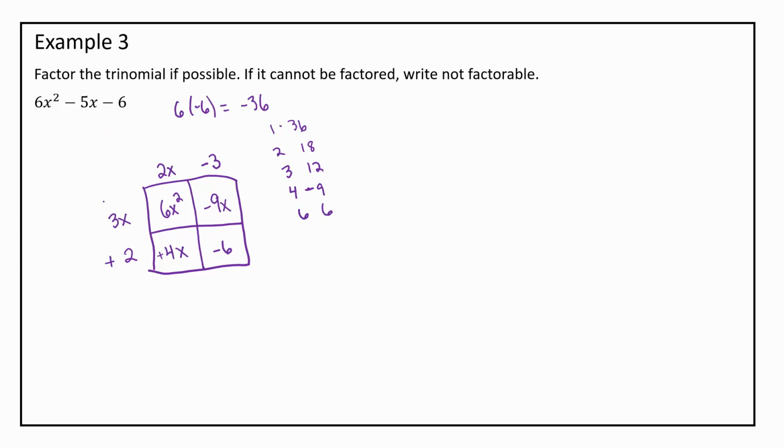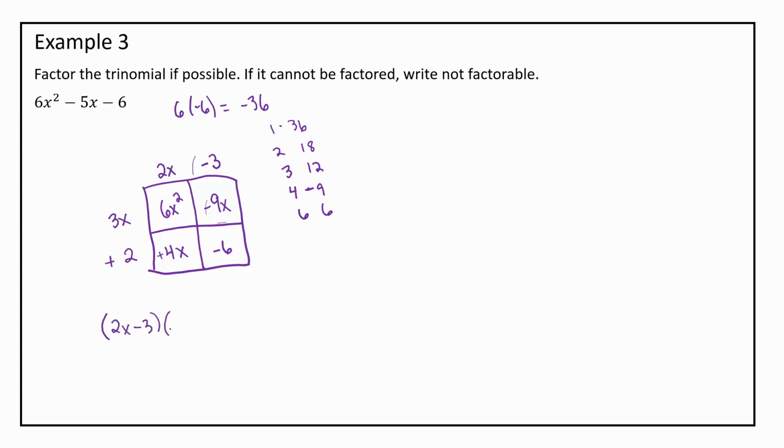Perhaps an even easier way to check here is 3x times 2x should give us 6x squared. 3x times -3 should give us -9x. 2 times 2x should give us 4x, and 2 times -3 should give us -6. So that's actually even easier, I think, to check it that way than to check it once it's written down.